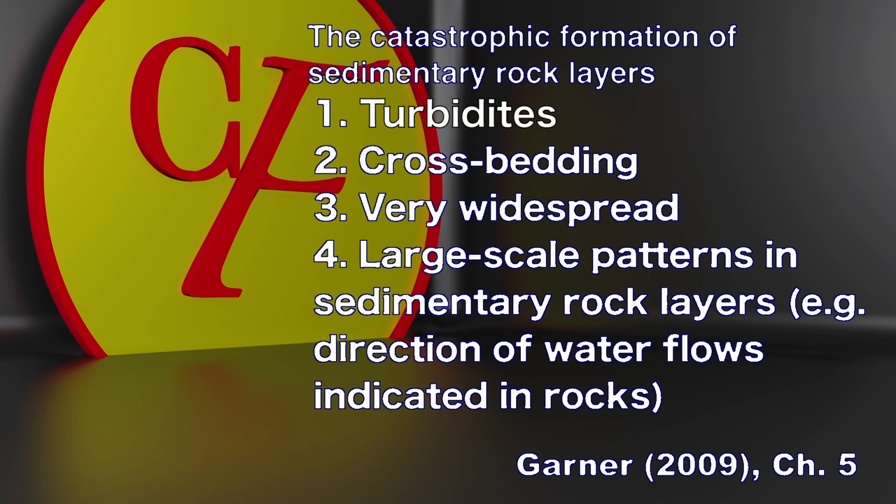And I have some of them on the screen right here. Turbidites, cross-bedding, very widespread, large-scale patterns in sedimentary rock layers, e.g. direction of water flows indicated in rocks. If you can do us the favor of explaining those four things on the screen, that would be great.